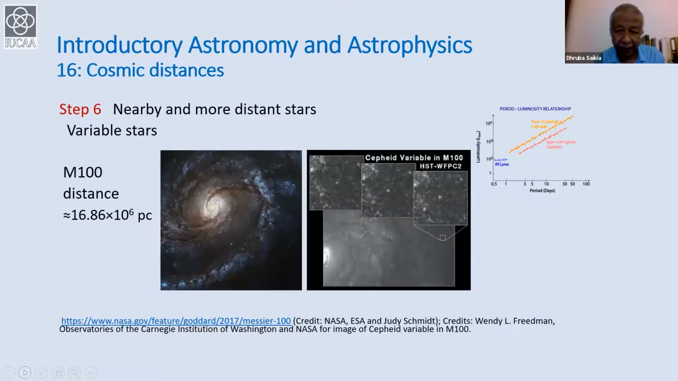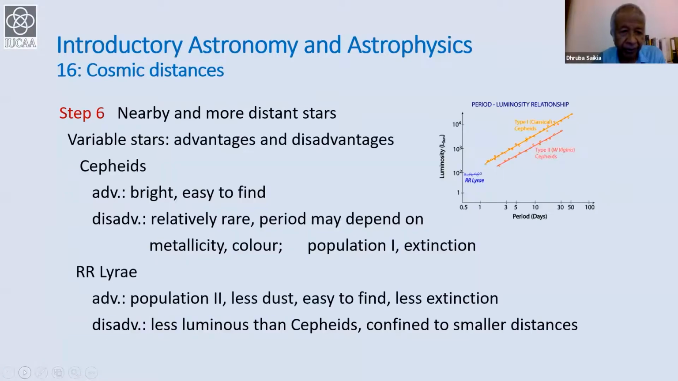And one of the more distant stars, Cepheids which have been identified, is in the galaxy M100. This is an image of the galaxy Messier 100 on the left-hand side. And on the right shows one of the Cepheids which was found by the HST and which is monitored. And from the monitoring of the Cepheid, now we can see that we are going to about 20 megaparsecs or so. So we are going further and further away as we are getting higher and higher in the distance ladder rung. Now, variable stars, Cepheids and Lyrae, there are advantages and disadvantages.